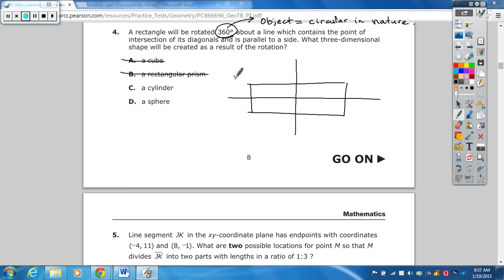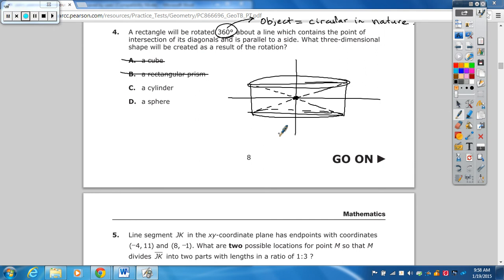From there, it says about a line, so we're rotating about this line that contains the point of intersection of its diagonals. If I go ahead and draw on the diagonals, the point of intersection is this center point right there, okay? So we're rotating it about that point and is parallel to a side. Now, this line is parallel to these sides. It's also parallel to these sides. So there's one of two ways we can rotate this figure, but it ends up being the same in both rotations. So if I was to rotate it parallel to this side, it would look like this.